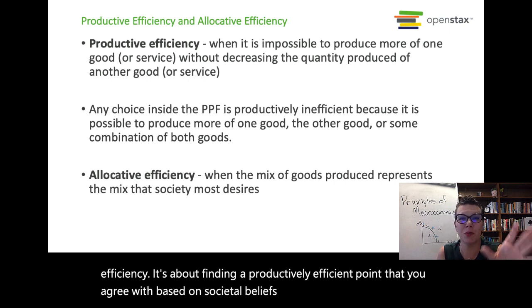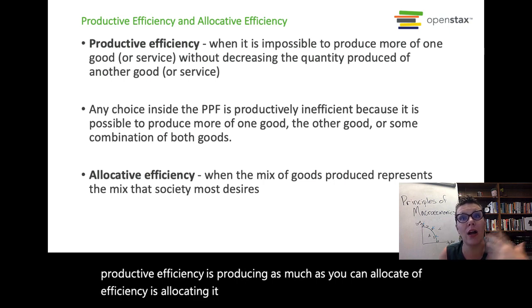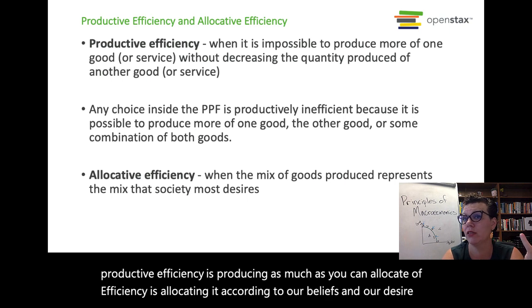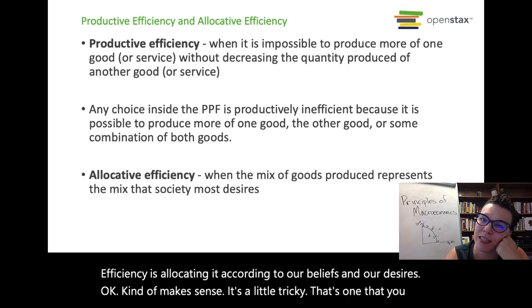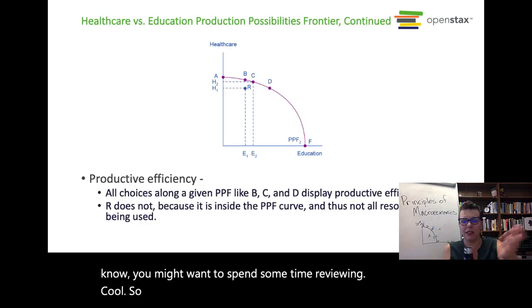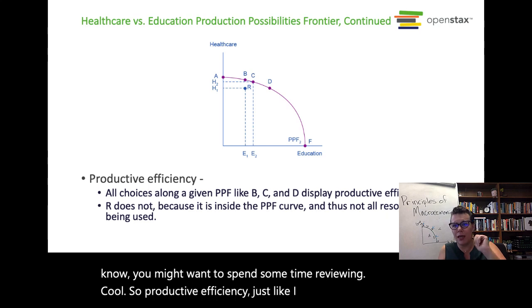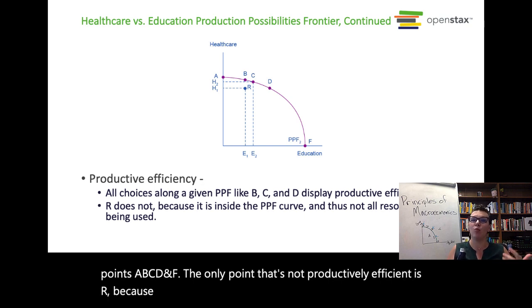So does that make sense? Productive efficiency is producing as much as you can. Allocative efficiency is allocating it according to our beliefs and our desires. Okay? Kind of makes sense. It's a little tricky. That's one that you might want to spend some time reviewing. Cool. So productive efficiency, just like I said, it's going to be points A, B, C, D, and F. The only point that's not productively efficient is R, because we could have more of everything.